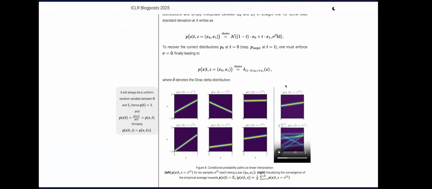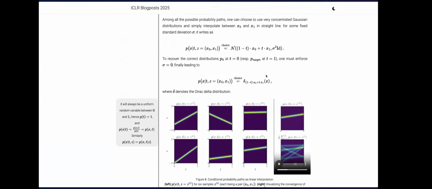So we choose another probability path. It's definitely another probability path. Here, the standard deviation of that Gaussian was fixed no matter what the time was.